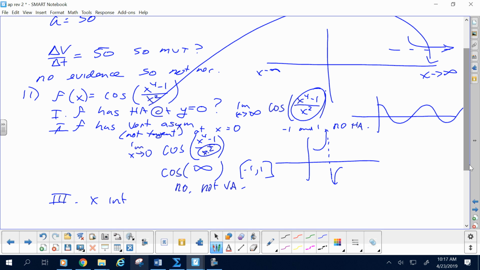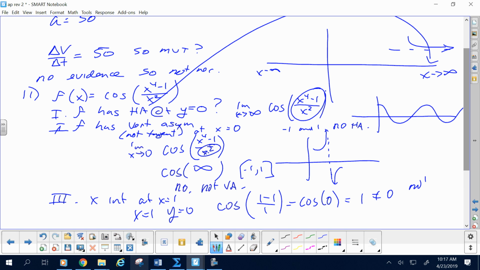X-intercept of 1. That just means when x equals 1, y equals 0, and that is a... Well, is the cosine of 0 1? Or 0? Oh no, the cosine of 0 is 1, not 0, so no, that's not a... None of them are true. All of them false.